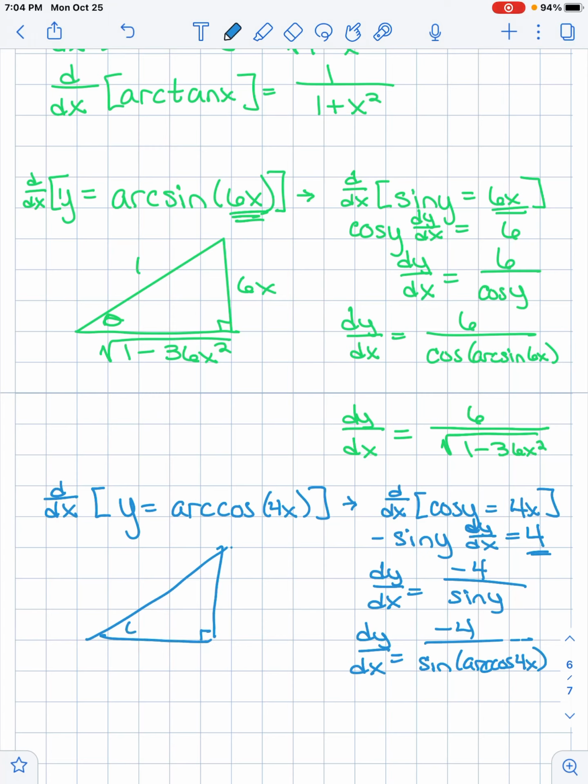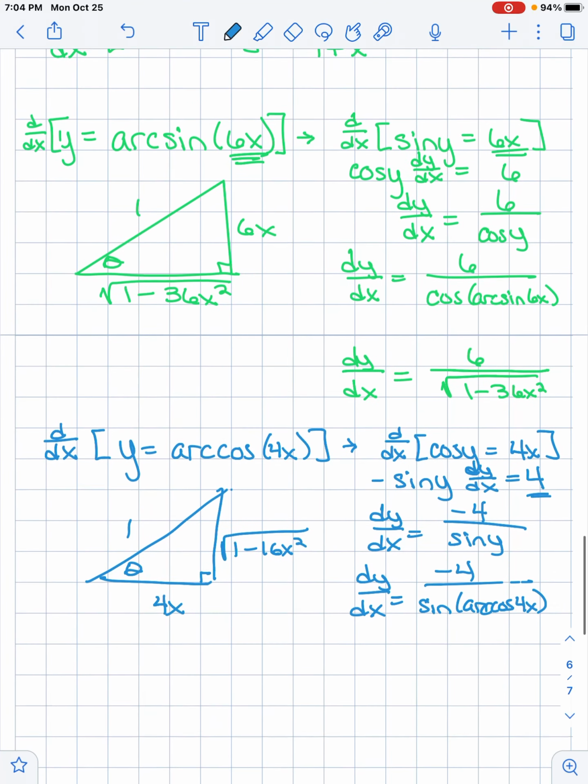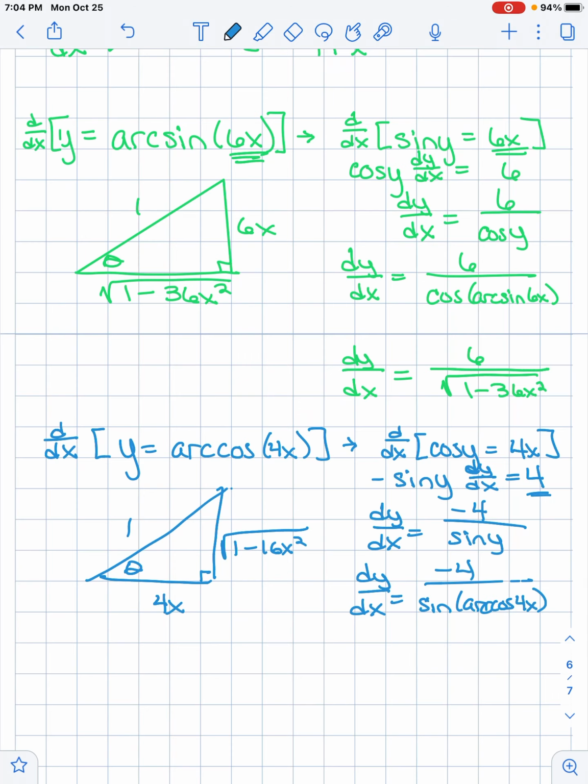My right triangle is getting sloppier and sloppier. Opposite, oh no, this is cosine. Adjacent over hypotenuse, so the square root of 1 minus 16x squared. All right, finally, the sine is opposite over hypotenuse, so this derivative is negative 4 over the square root of 1 minus 16x squared.